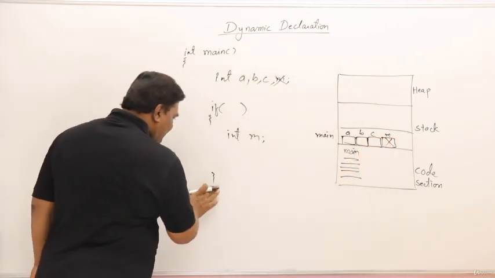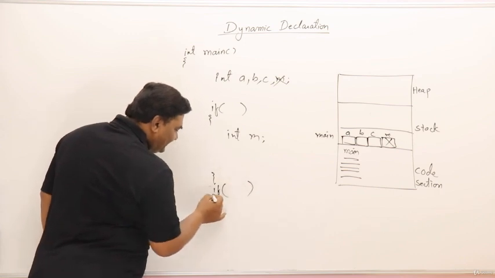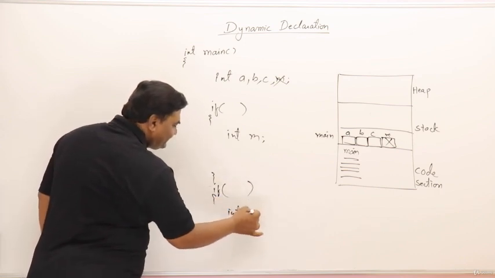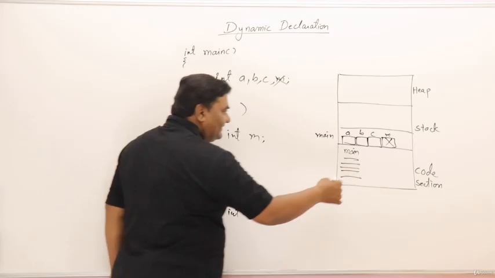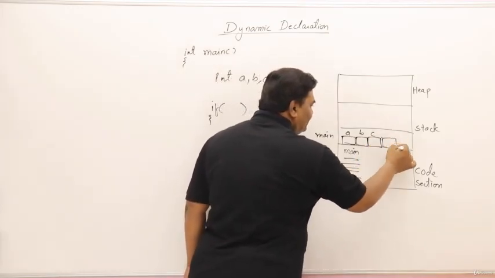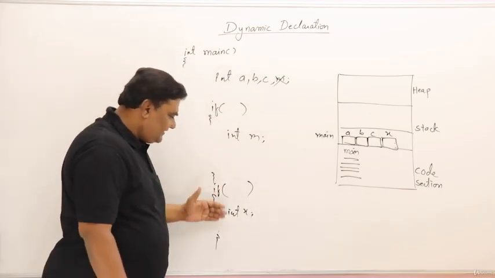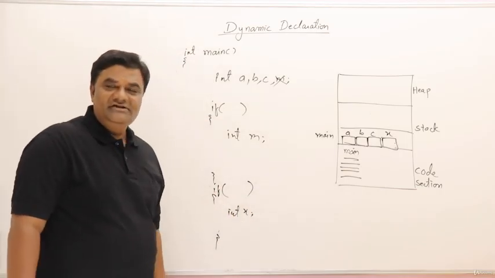And suppose here again you have one more if statement, and inside this you need one variable, that is x, temporarily inside this block. Then again the same 2 bytes of memory are allocated and utilized for another variable x, and that x will be there in the memory as long as this if is executing.